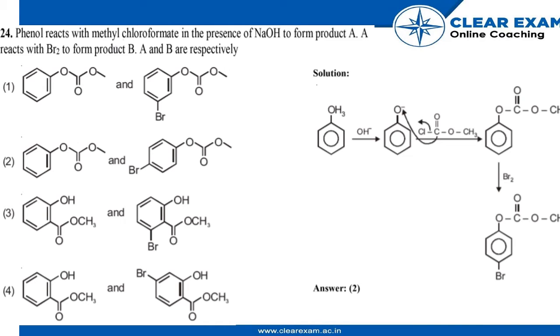Hello everyone, we're gonna start with question number 24, which states that phenyl reacts with methyl chloroformate in the presence of NaOH to form the product A. Then A reacts with Br2 to form product B. So we have to find product A and product B.